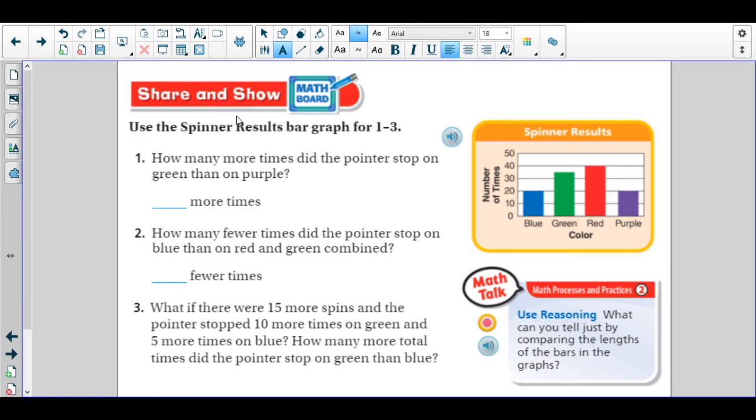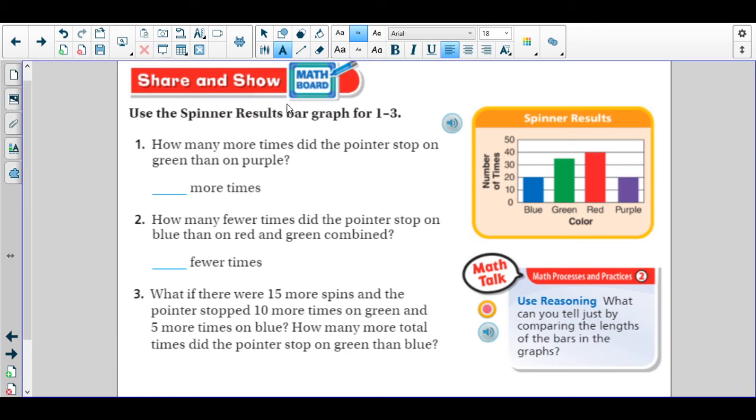All right. So, got some of these problems here. Let's see how well you did. Use the spinner bar graph. So we had a spinner. We spun it a few times and then organized the data right here. So how many more times did the pointer stop at green than on purple?